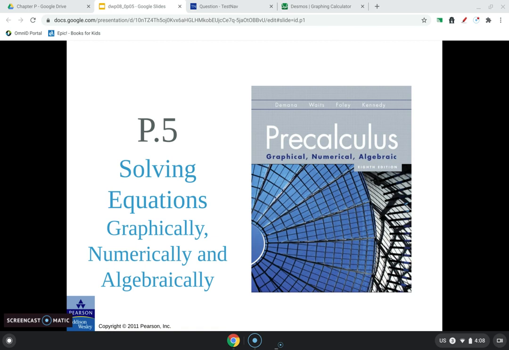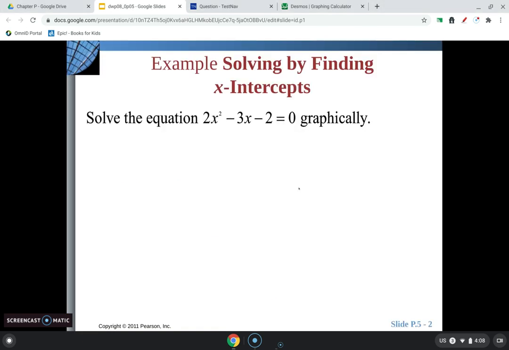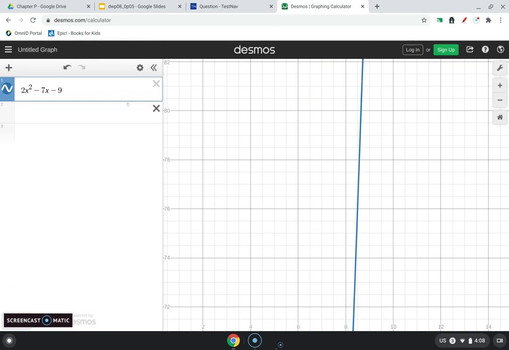This is pre-calc lesson P5, solving equations graphically, numerically, and algebraically. So, solve the equation 2x squared minus 3x minus 2 equals 0 graphically. Anytime you're going to graph anything this year, I would use Desmos. It's really slick and easy to use.